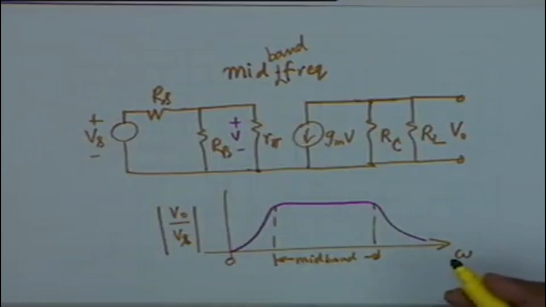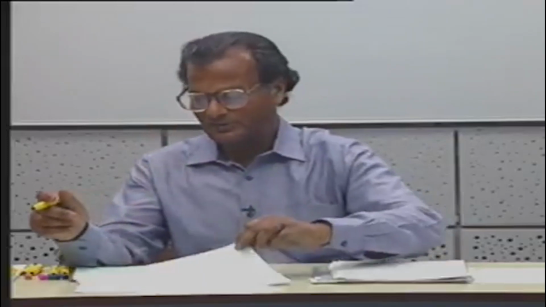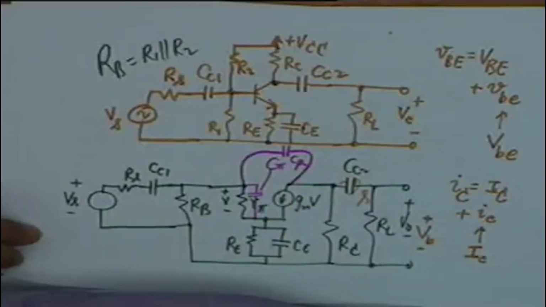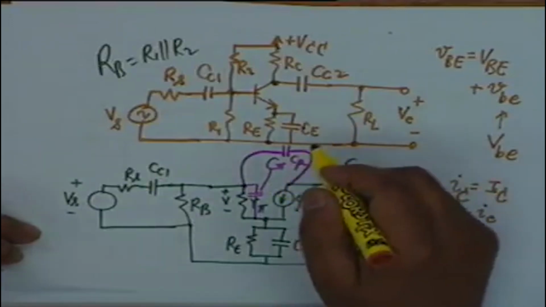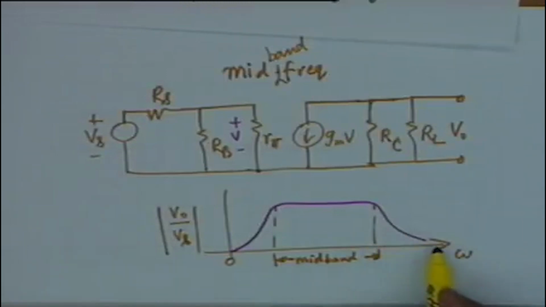Then as the frequency is increased, the coupling capacitances and the bypass capacitance remain short because the impedance is 1 by j omega c, so the higher the frequency, the lower the impedance. But what we had assumed as open, the two internal capacitances C pi and C mu, now show their teeth, and their effect dominates. It is because of these two capacitances that the gain once again falls. So it is a bell shaped curve.